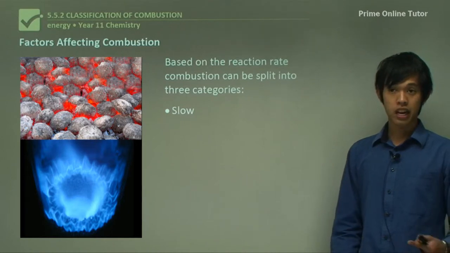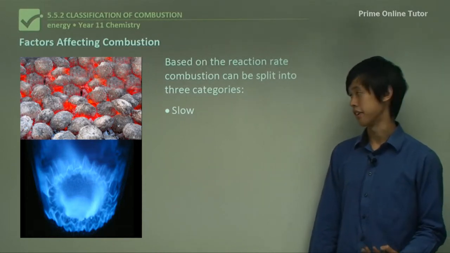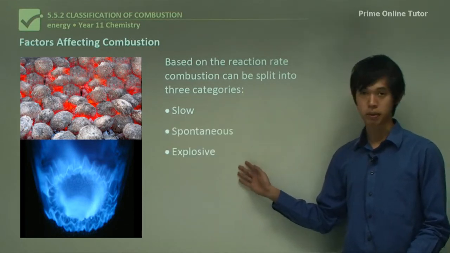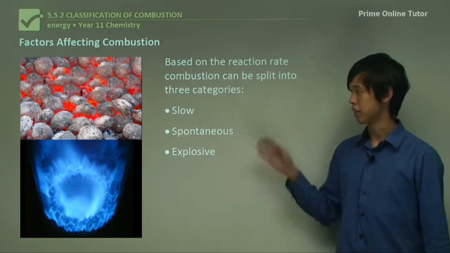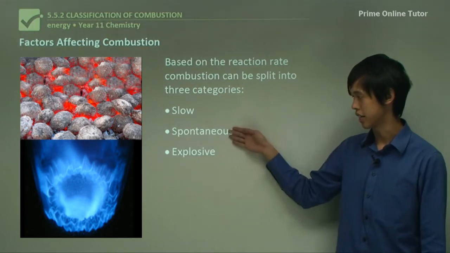Based on how fast these reactions occur, we can split combustion into three categories: slow, spontaneous, and explosive. We'll look at each one in depth in a second, but for now, we split combustion into these three categories: slow, spontaneous, and explosive.